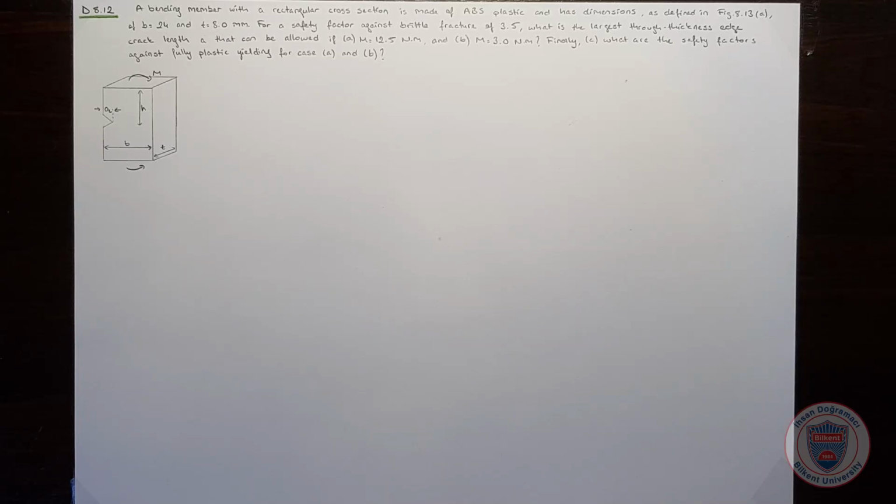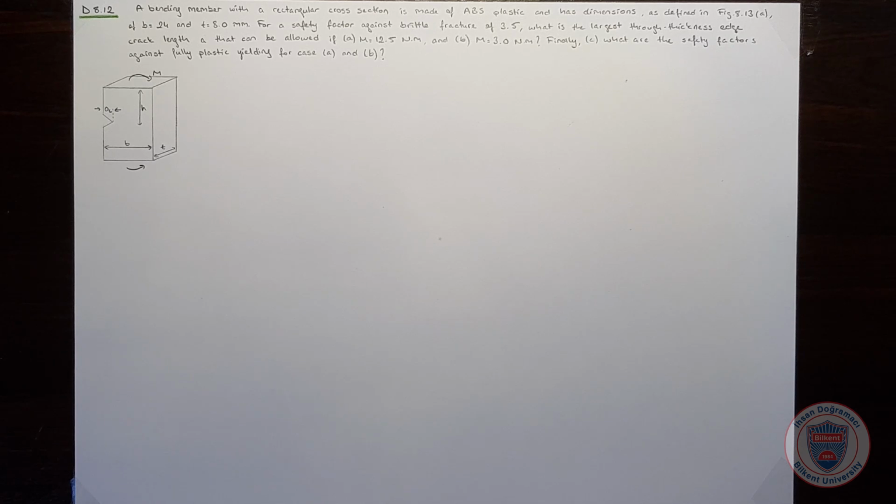We have a bending member with a rectangular cross-section which is made of ABS plastic. We want to know what is the largest true thickness edge crack length, A, that can be allowed if the moment is 12.5 Newton meters, and B, if the moment is 3.0 Newton meters. And we will consider a safety factor against brittle fracture of 3.5.